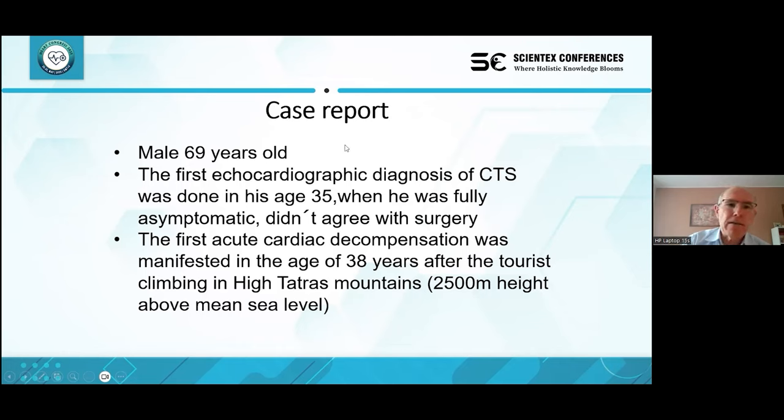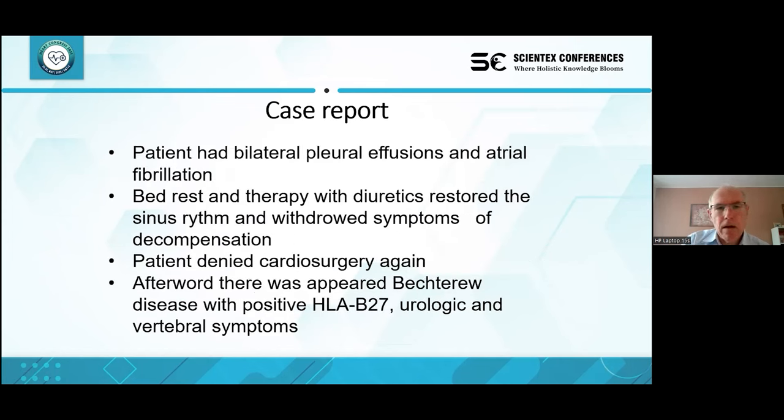The patient was 69 years old, male. First echocardiographic diagnosis was done at his age 35. He denied surgery, and the first acute decompensation manifested at age 38 after tourist climbing in the High Tatras in our country, mountains 2,500 meters above sea level. At this time, the patient had bilateral pleural effusions and atrial fibrillation. Therapy with bed rest and diuretics restored the sinus rhythm and the symptoms of decompensation withdrew. The patient again denied cardiosurgery.